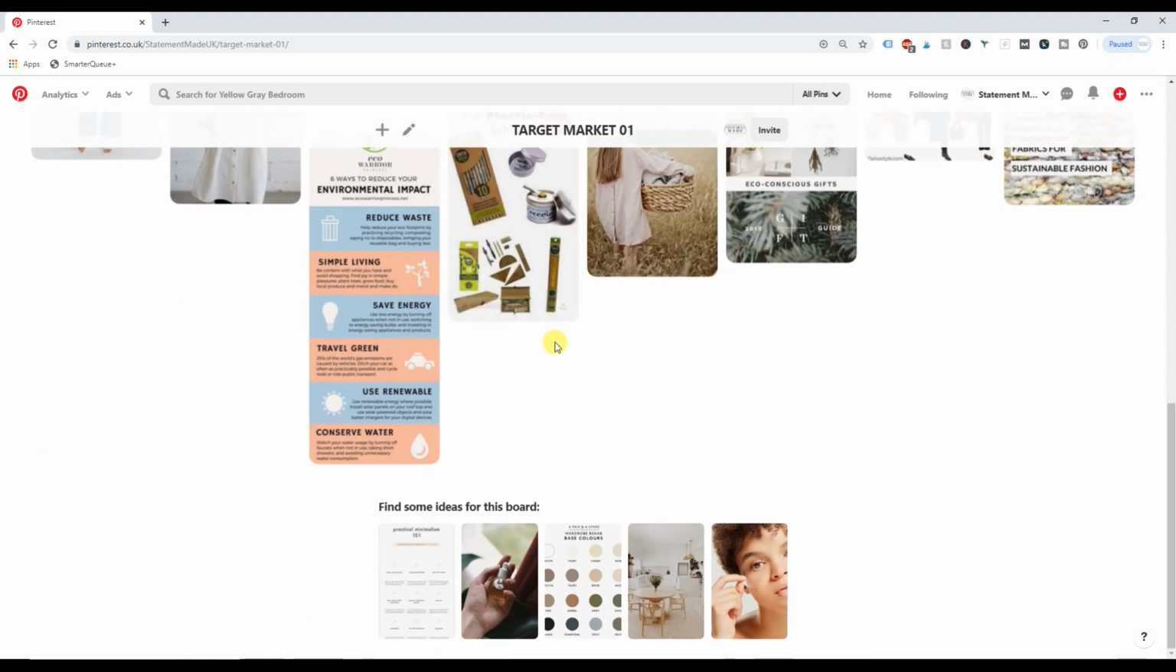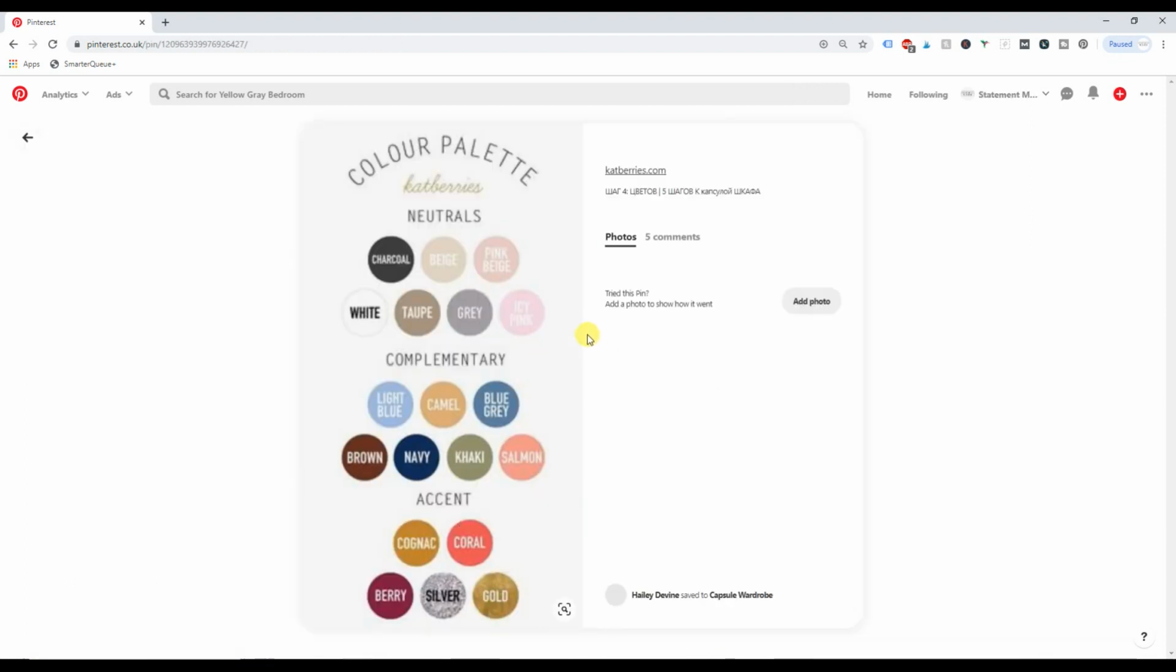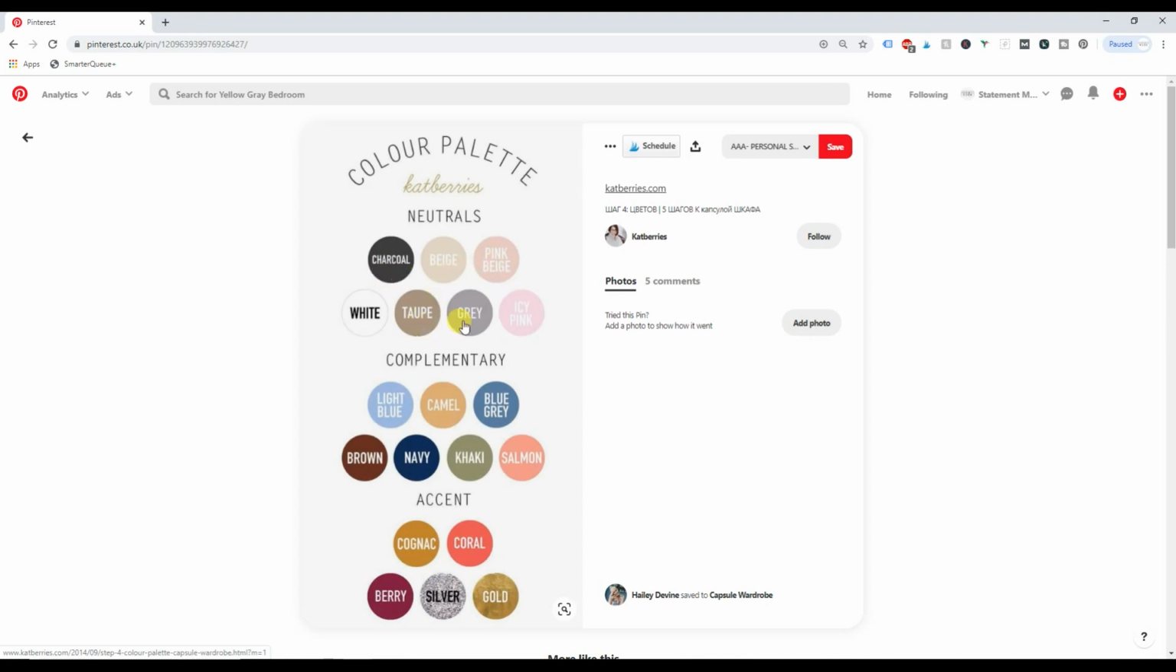I'm going to go on to this little button down here, find some ideas for this board. Now, Pinterest is really clever. I don't know quite how it does this, but basically it goes through and gives you suggestions for your board. So right away it's got colour palette, which is amazing, because if I click onto that, it's got all of the colours here. I've said to you guys about the very light, easy breezy pastels, things like that. It's got some greens in there as well. So right away you get these amazing pins that can severely help you with your branding.